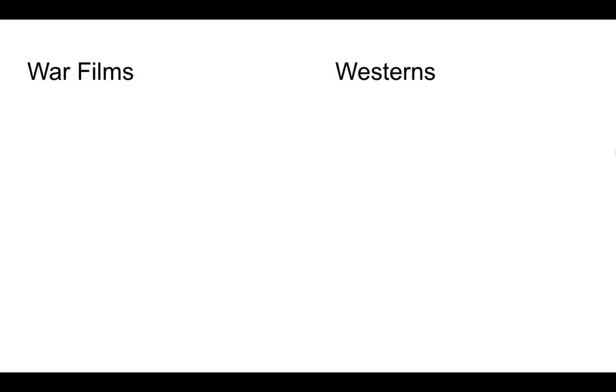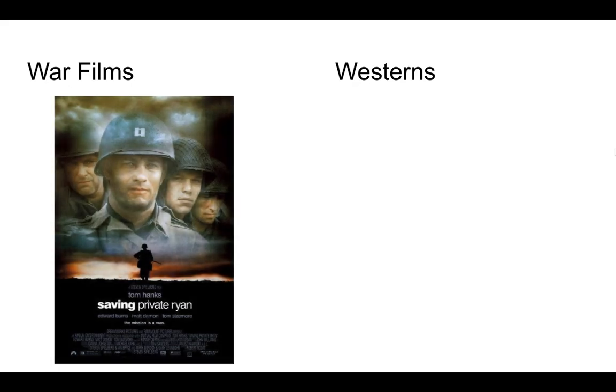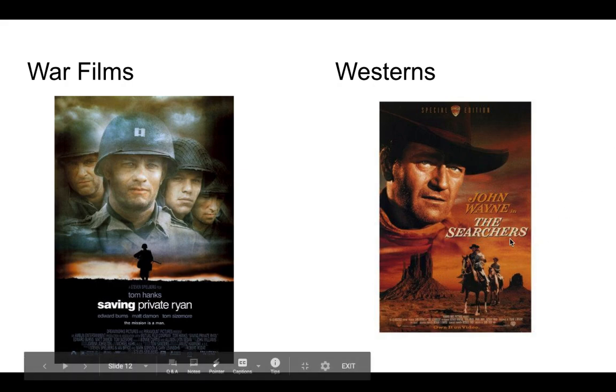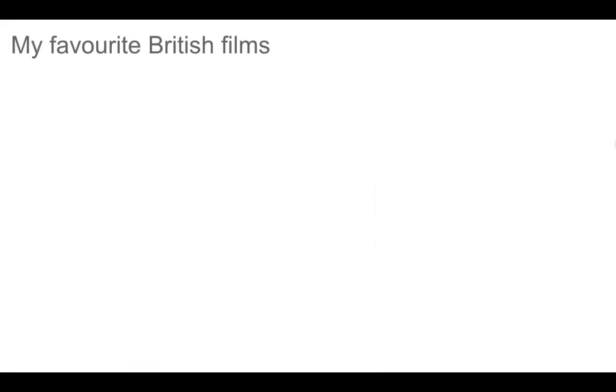And we also have war films like Saving Private Ryan. And westerns. Westerns are cowboy films. So like John Wayne or Clint Eastwood. Old films about cowboys from the American West. Okay, so they're the different genres of films.